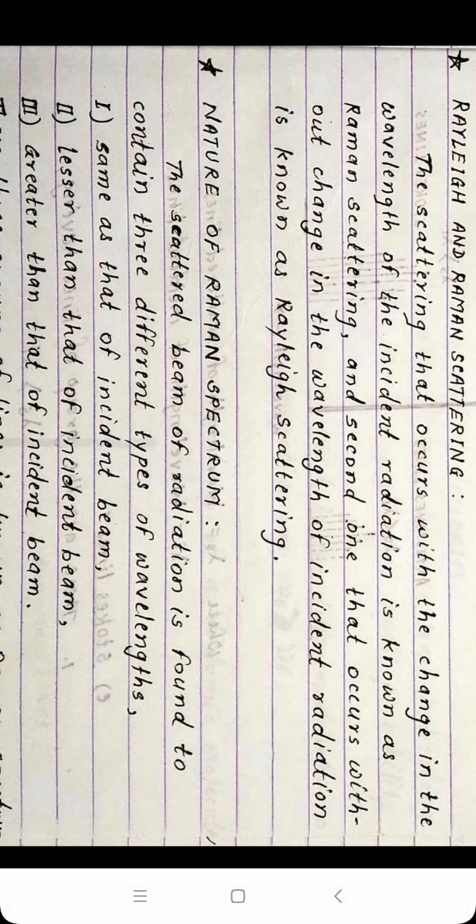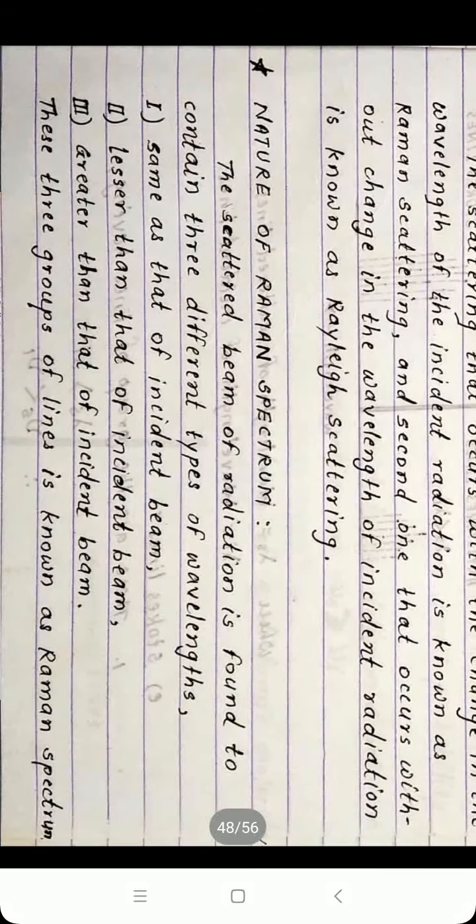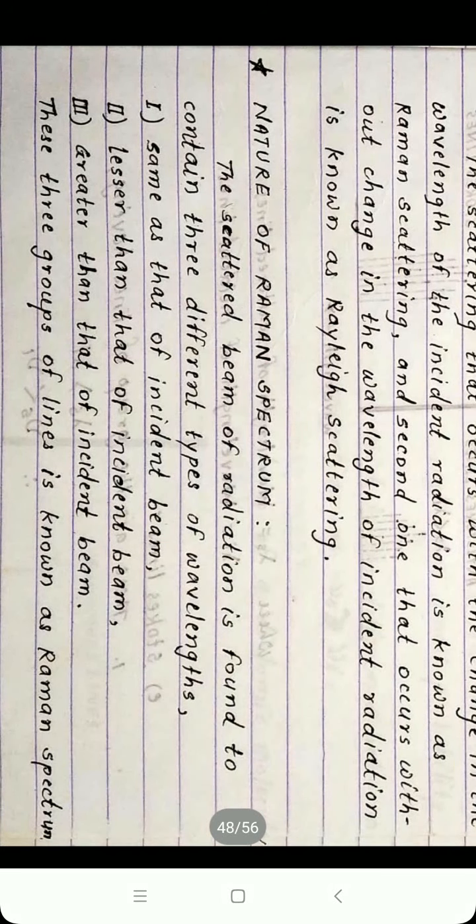and that scattered radiation, the Raman spectrum, consists of three types of wavelengths. First, same as that of the incident beam. Second, wavelength less than that of the incident beam. And third, wavelength greater than that of the incident beam. These three groups of scattered lines are known as the Raman spectrum.